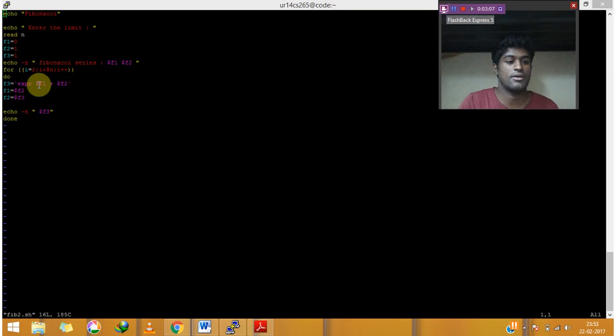Here, as you can see, I'm adding f1 and f2, then I'm transferring f2 to f1 and f3 to f2 to start the series again. Then I'm printing f3 in the end after all of this is done. So every time, 0 plus 1, 1 will be printed, then 1 plus 1, 2 will be printed, then 2 plus 1, 3, 3 plus 2, 5, 5 plus 3, 8, and it goes on like this. So let's see the output.